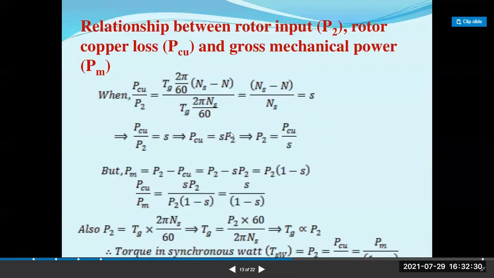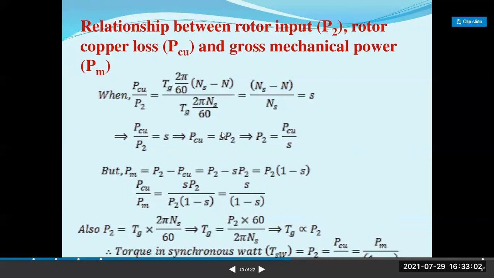So from here you can write rotor input equal to copper loss divided by slip. That will also give the value of rotor input. But from the previous equation, the mechanical power developed is the rotor output part. So there is the copper loss and there is the input part. Input minus copper loss will give you the mechanical power. So PCU equal to slip into rotor input.